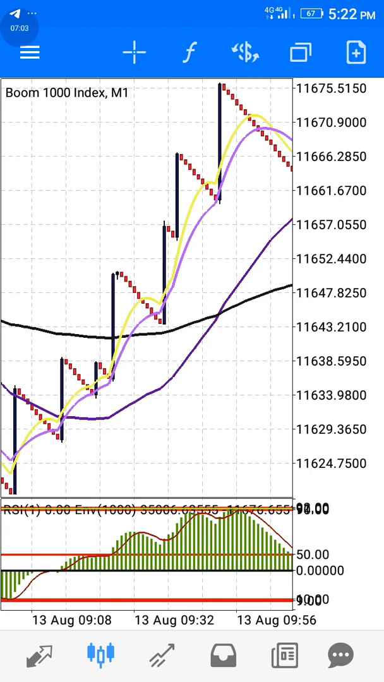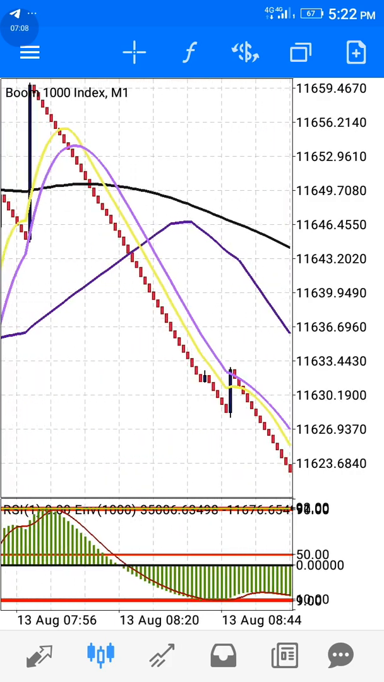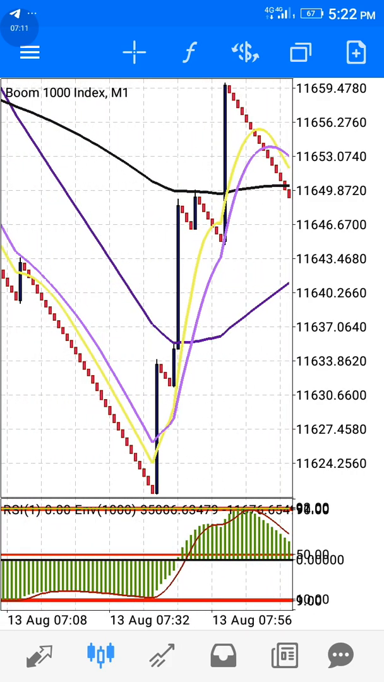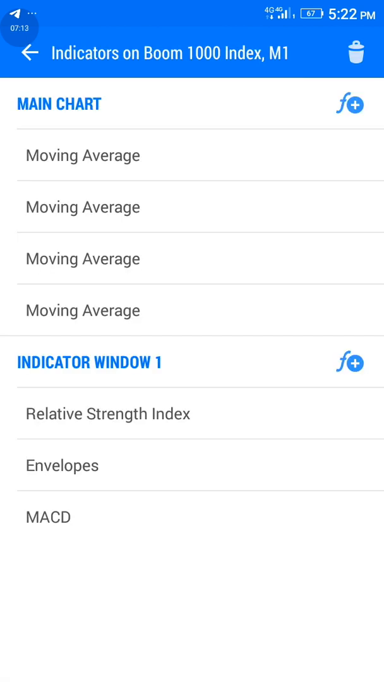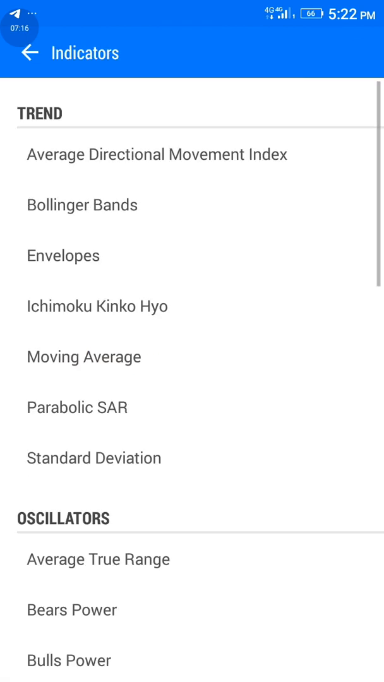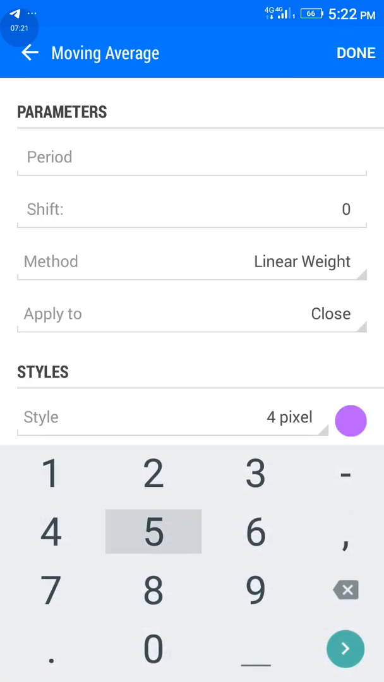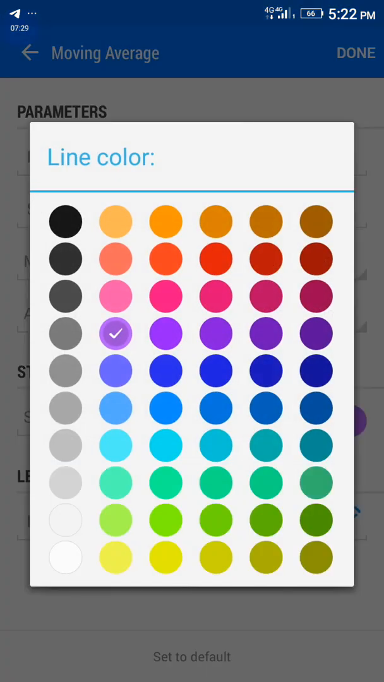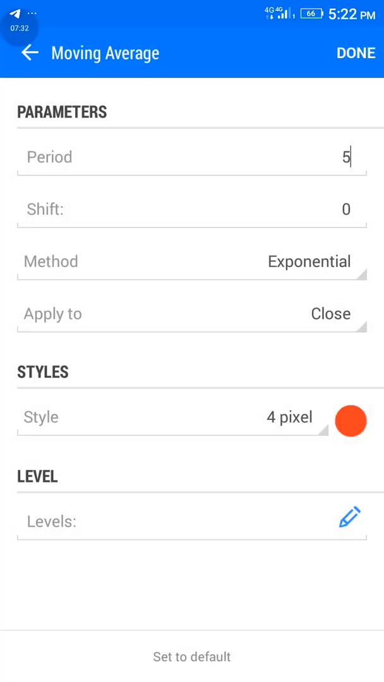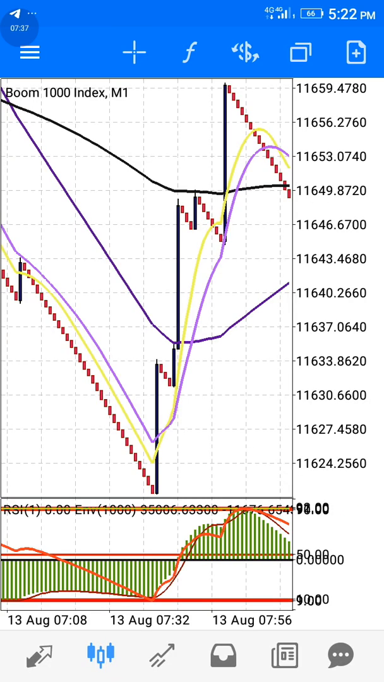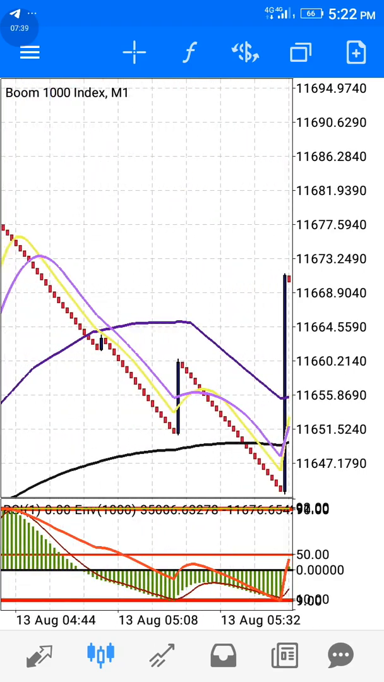We are going to add the moving average 5 to our indicator window 1 also. Moving average 5, shift 0, exponential, apply to close. Then the color should be red. So that's what we need. Done. Yes, this is what we need.